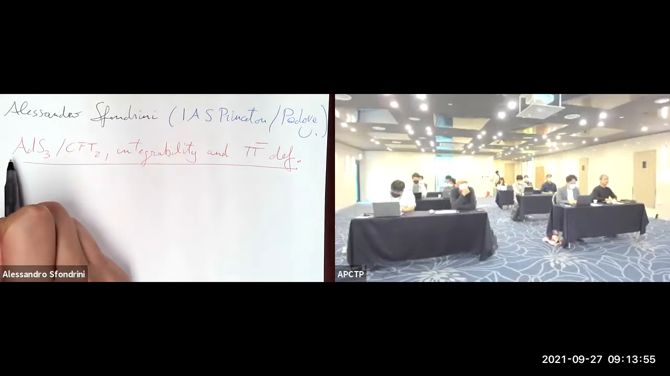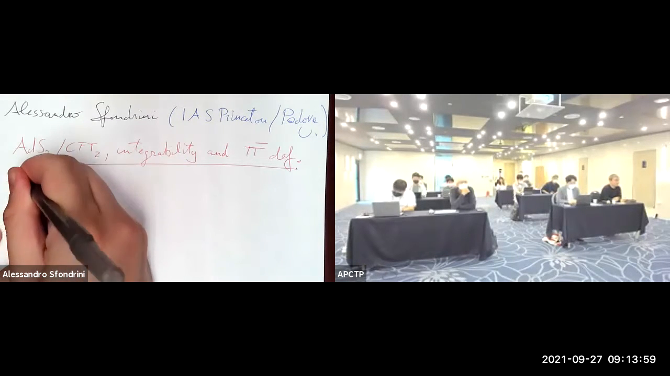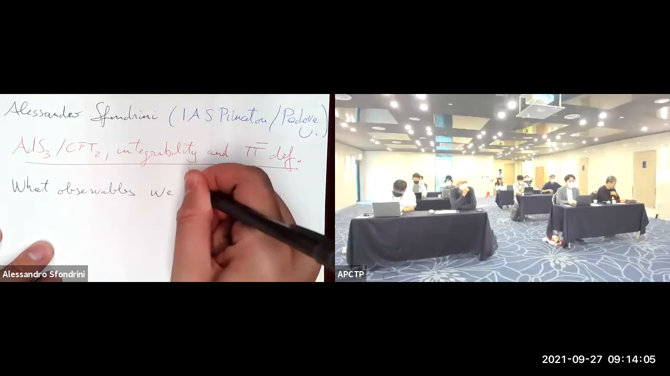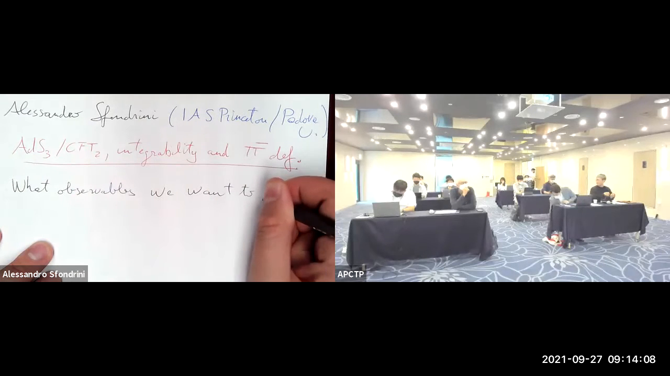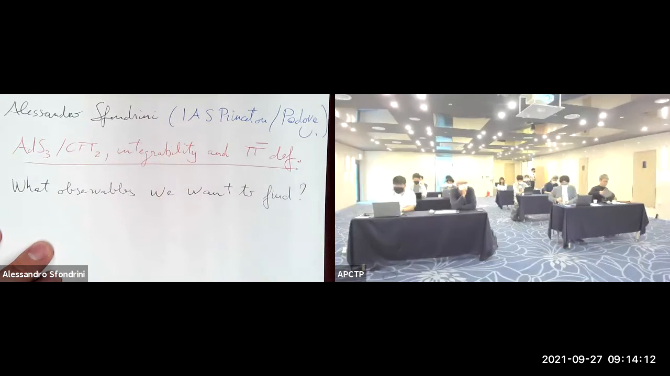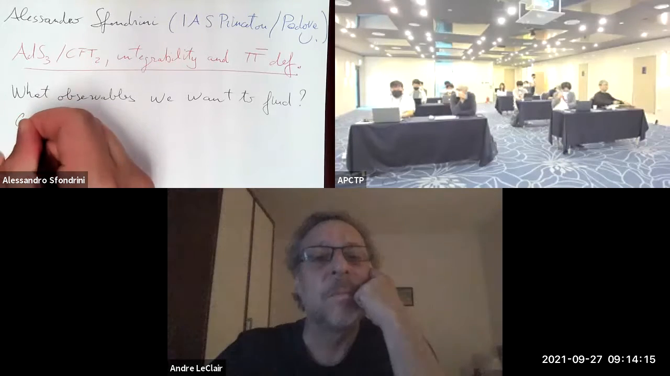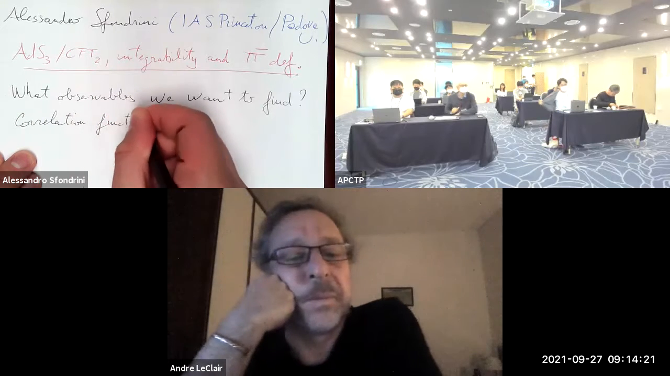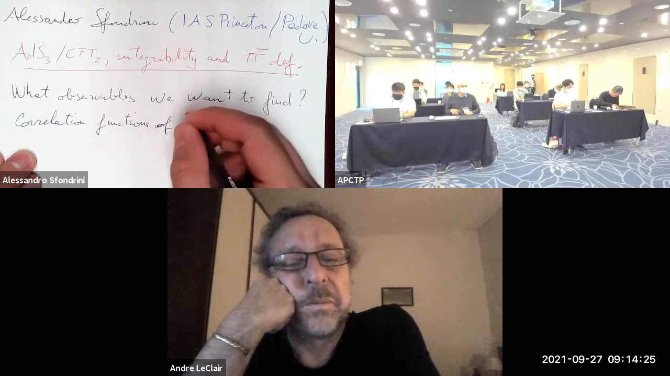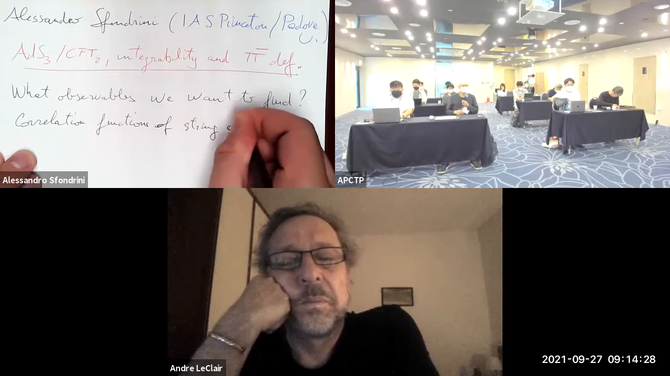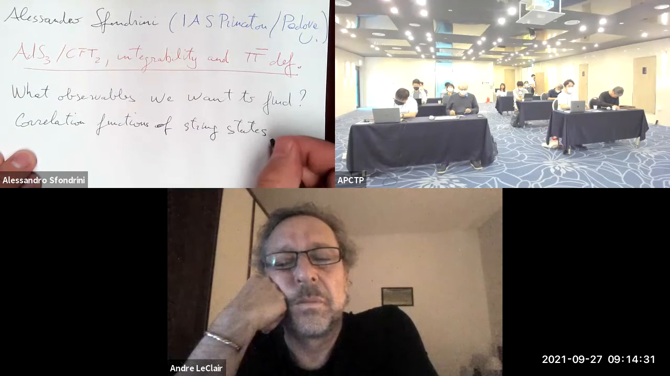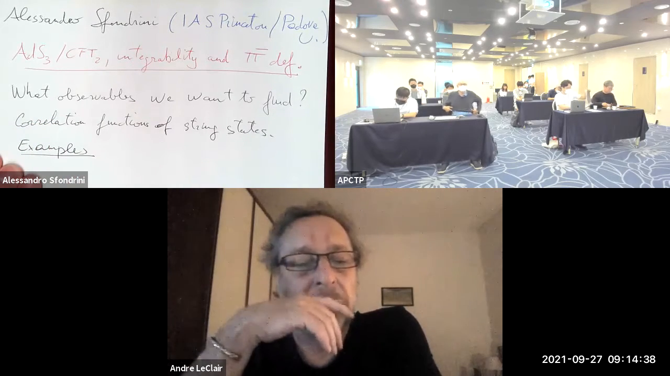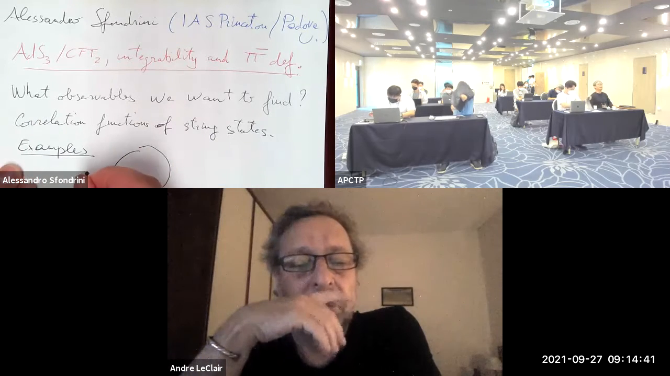The first thing that I would like to clarify is what observables we want to compute by using integrability. And the answer is, for the purpose of my talk, correlation functions of string states. So, examples: this is my string worldsheet.